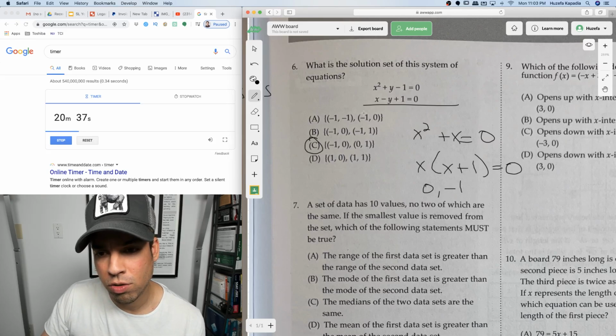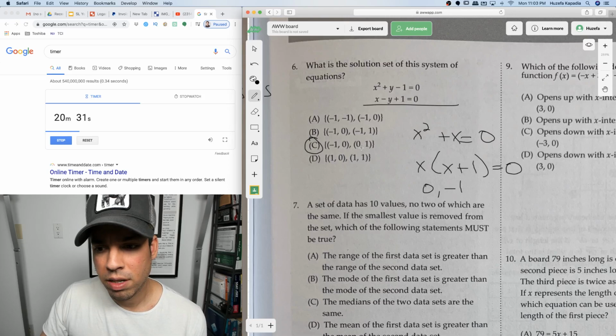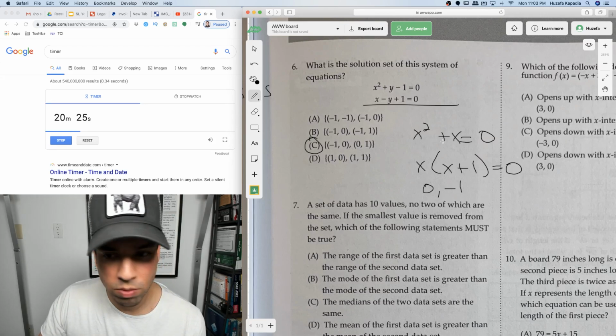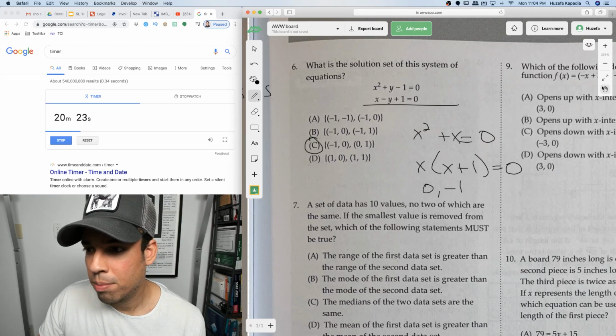And I'm just going to check it. If I plug in negative 1 and 0, that works. If I plug in 0, and they're saying it's 1, 0 minus 1 is negative 1 plus 1 is 0. Yeah. All right, cool. So I'm happy with that.